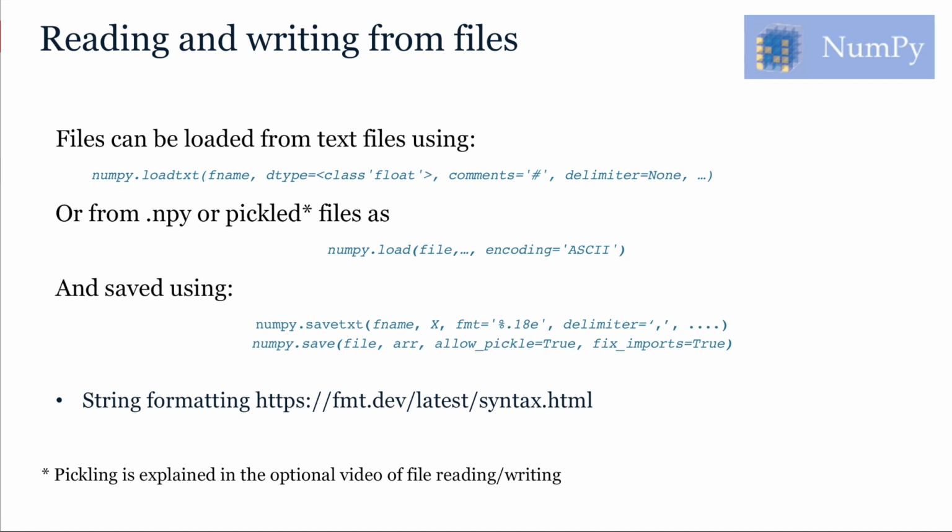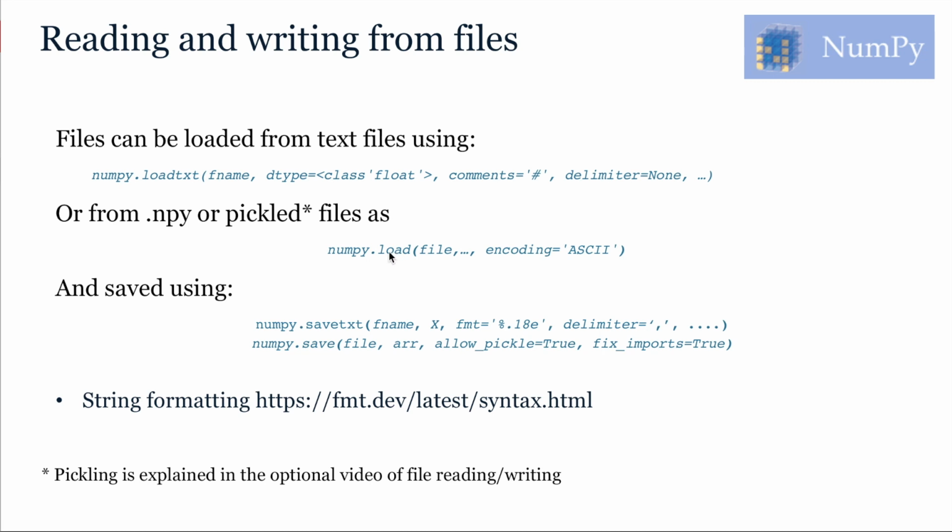You can also cast the type during reading using dtype, or format the precision of the output using this argument. Note that if you want more details on the options for string formatting, you can look at this link. On the other hand, Numpy has its own file format indicated by .npy files. These store all the information required to reconstruct an array, including the data type and shape information.